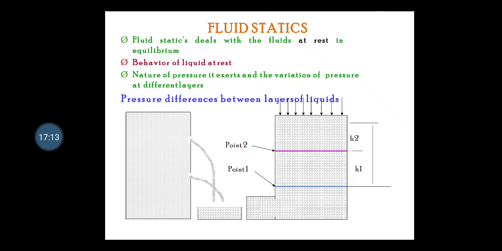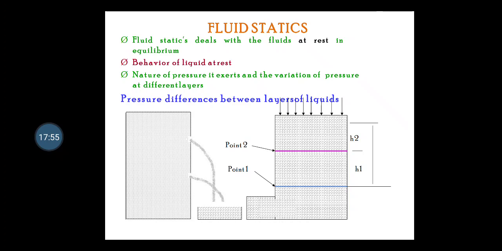Fluid statics deals with fluid at rest in equilibrium, as we know. The next point is the behavior of liquid at rest, so we should learn that behavior, the nature of the pressure it exerts, and the variation of pressure at different layers. The study of fluid at rest is based on two principles. First, the pressure at a point is the same in all directions. Second, pressure is the same at all points on a given horizontal line in a continuous fluid.